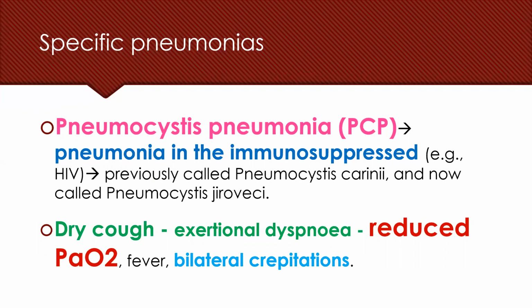Let's move now to a very important topic regarding lung infection, which is Pneumocystis pneumonia, or the Pneumocystis jirovecii infection. This is a pneumonia in the immunocompromised or immunosuppressed patients.